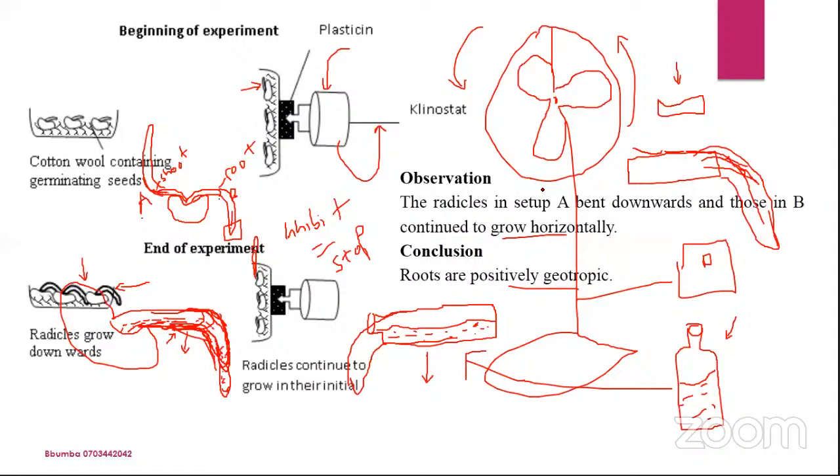Okay, thank you. Yes. Now, for the case of the root, that would be positively geotropic, or positive geotropism. So the root shows positive geotropism, but the shoot will be showing negative geotropism. But for this experiment, we have been showing only the roots. Okay, let me end with this one.